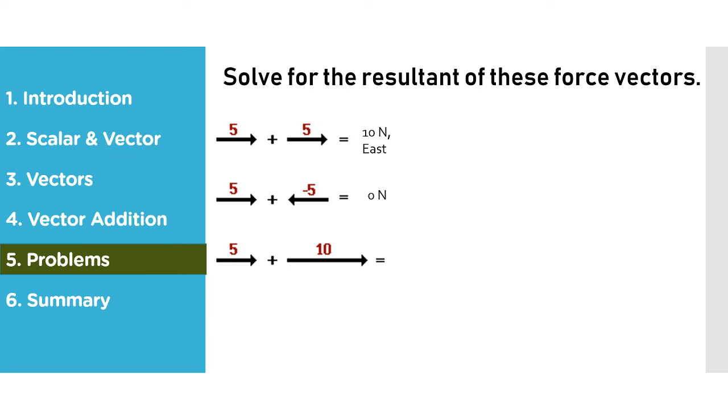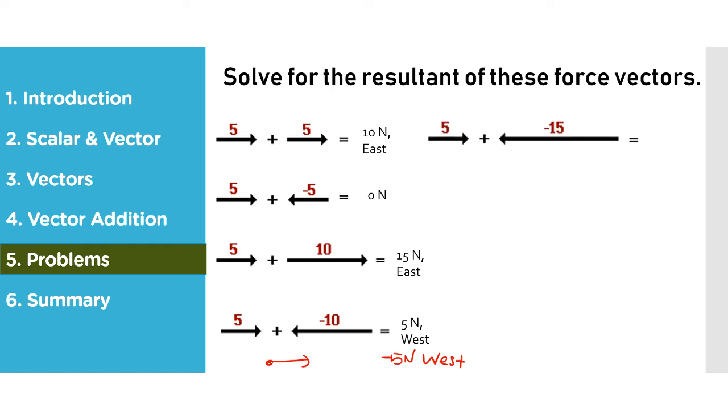If you have 5 and 10 going in the same direction, you add them up, 15 newtons to the east. If they go in the opposite direction, 5 and negative 10, you have 5 newtons to the west. Now, here's a common confusion. If you say 5 newtons to the west, that's very different from negative 5 newtons to the west. Why? Because negative 5 newtons to the west actually is going east because that's a double negative.